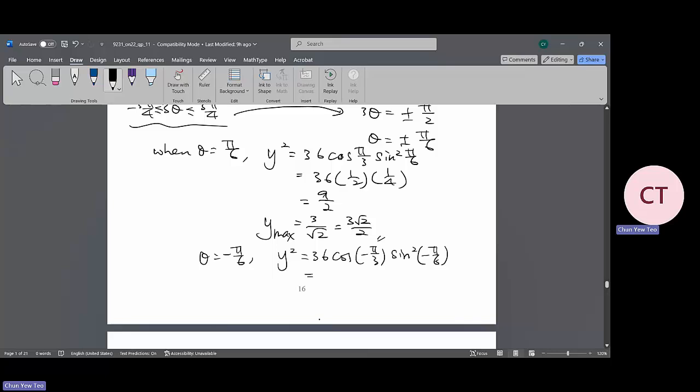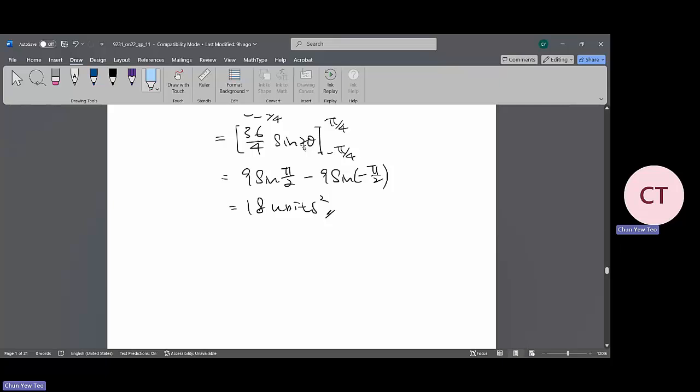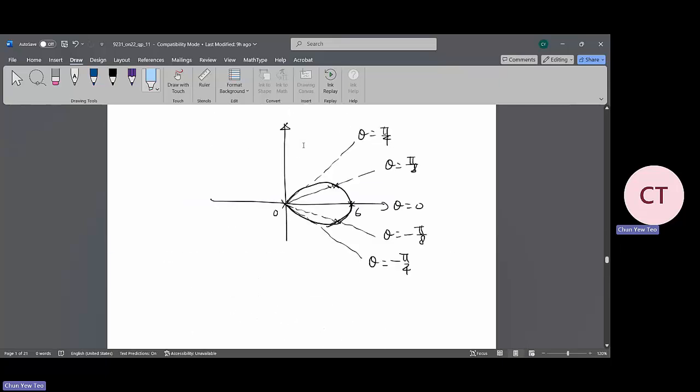So you will also get 9 over 2. So your y max also will be 3√2 over 2. So you have only one answer. Why is that possible? That is because from the diagram, the maximum distance from the initial line, this is the maximum distance. This is also maximum distance.